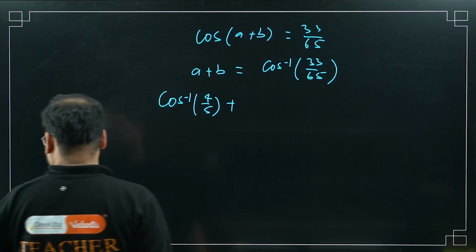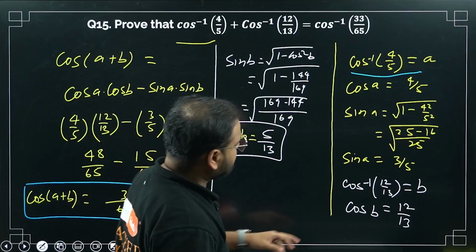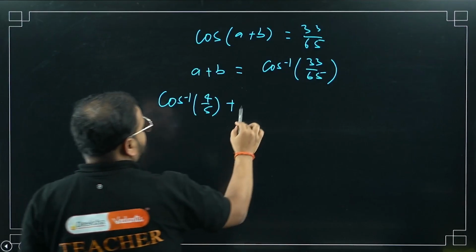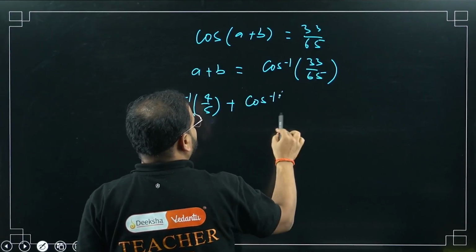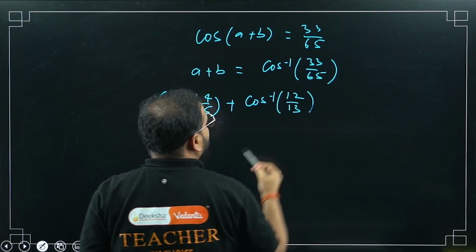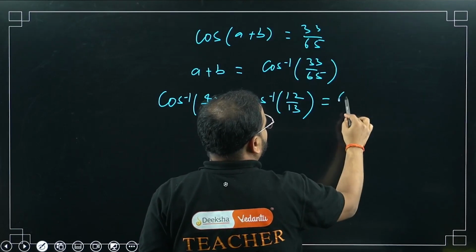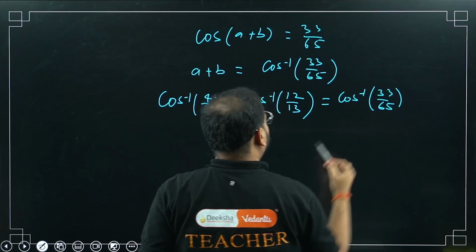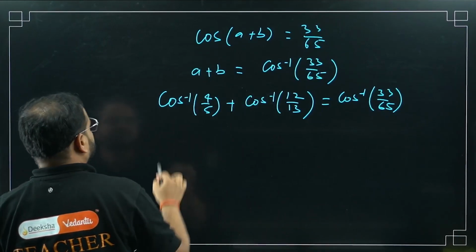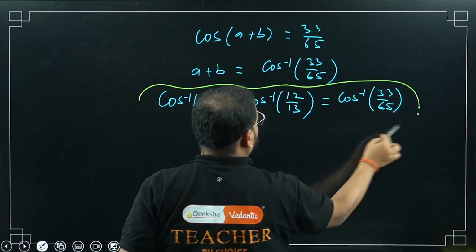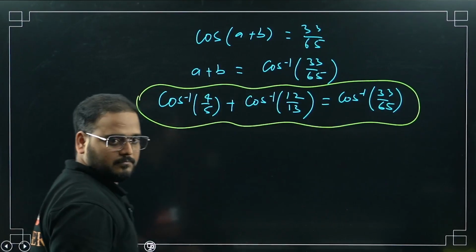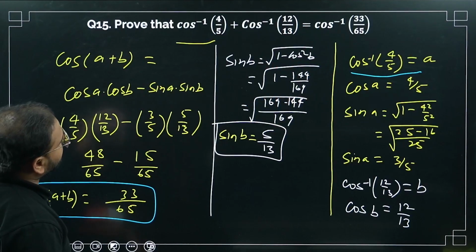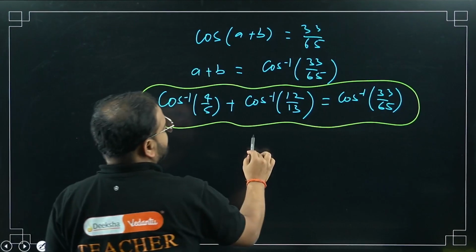What's the B value? B value is cos inverse of 12 by 13. Cos inverse of 12 by 13 equals to what? Whatever I had on the right hand side. And this is what we had to prove. This is the final answer, right? This is the final answer. Please check. 4 by 5, 12 by 13, 33 by 65. So, hence proved, sir.